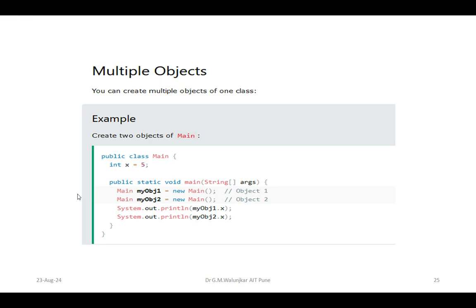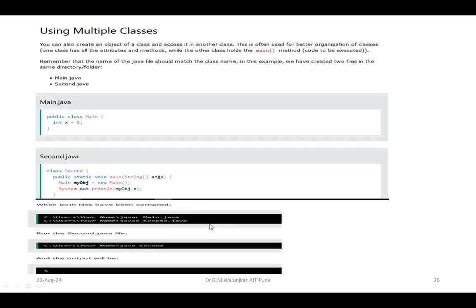You can have multiple objects, right? That means for this particular class Main, you are having myObj1, then myObj2. These are two different objects for the class Main. Now this Main is different than the main where m is small. This can become a normal class. And for these two objects, you are displaying the values accordingly. So the same value you are going to display for x for object myObj1 as well as myObj2.